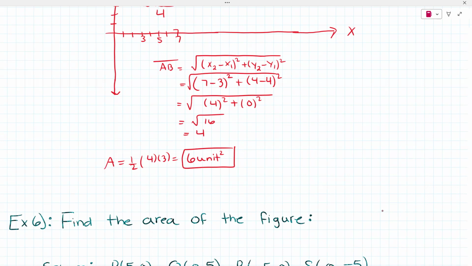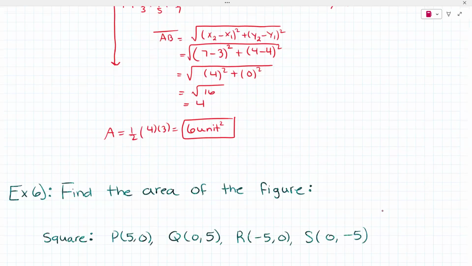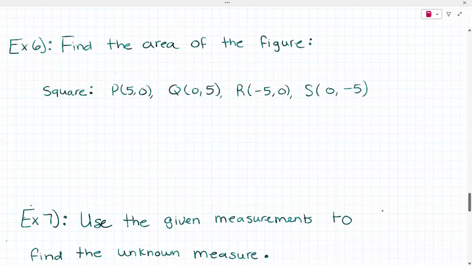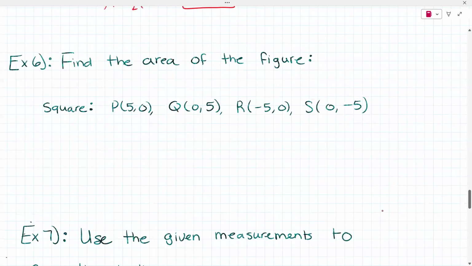Okay, let's move on to the next example. Example 6 says find the area of the figure of a square, and we give you this. So we're going to have to just graph it on a Cartesian plane first.